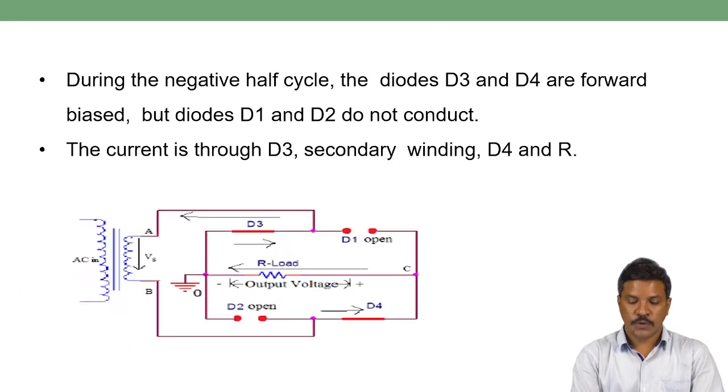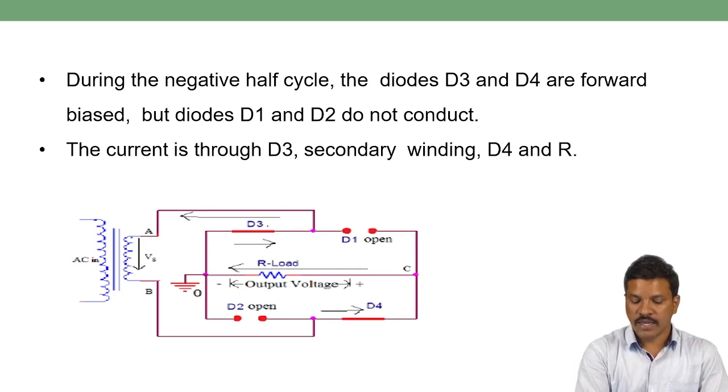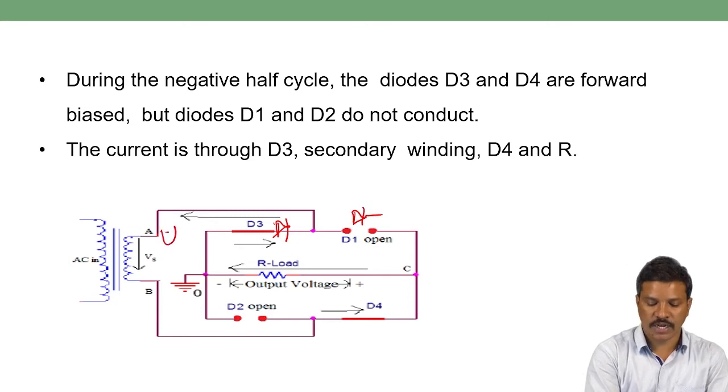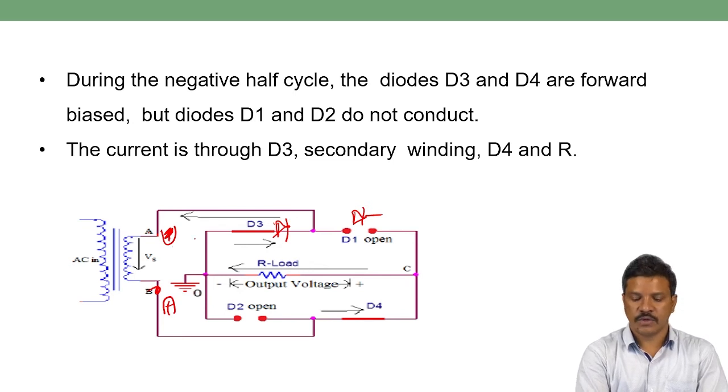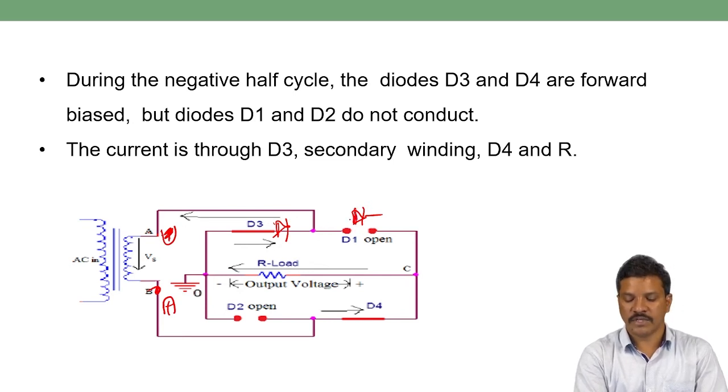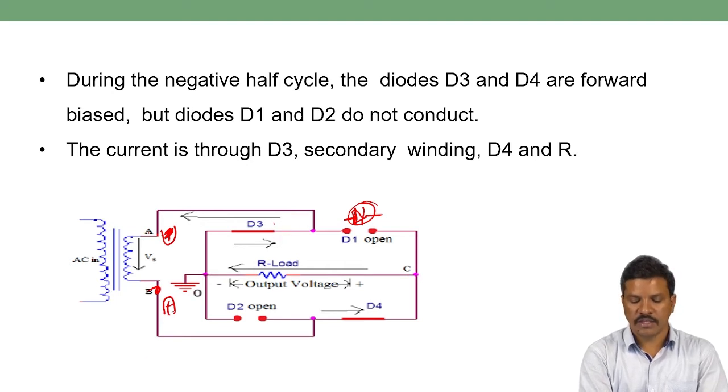Similarly, during the negative half cycle of the AC input signal, now it is actually a PN diode. Here it is N type, here it is P type. So during the negative half cycle, there is negative potential at point A and positive potential at point B. The negative potential at point A makes D1, which is connected to P type, reverse biased, and D3, which is connected to N type, forward biased.